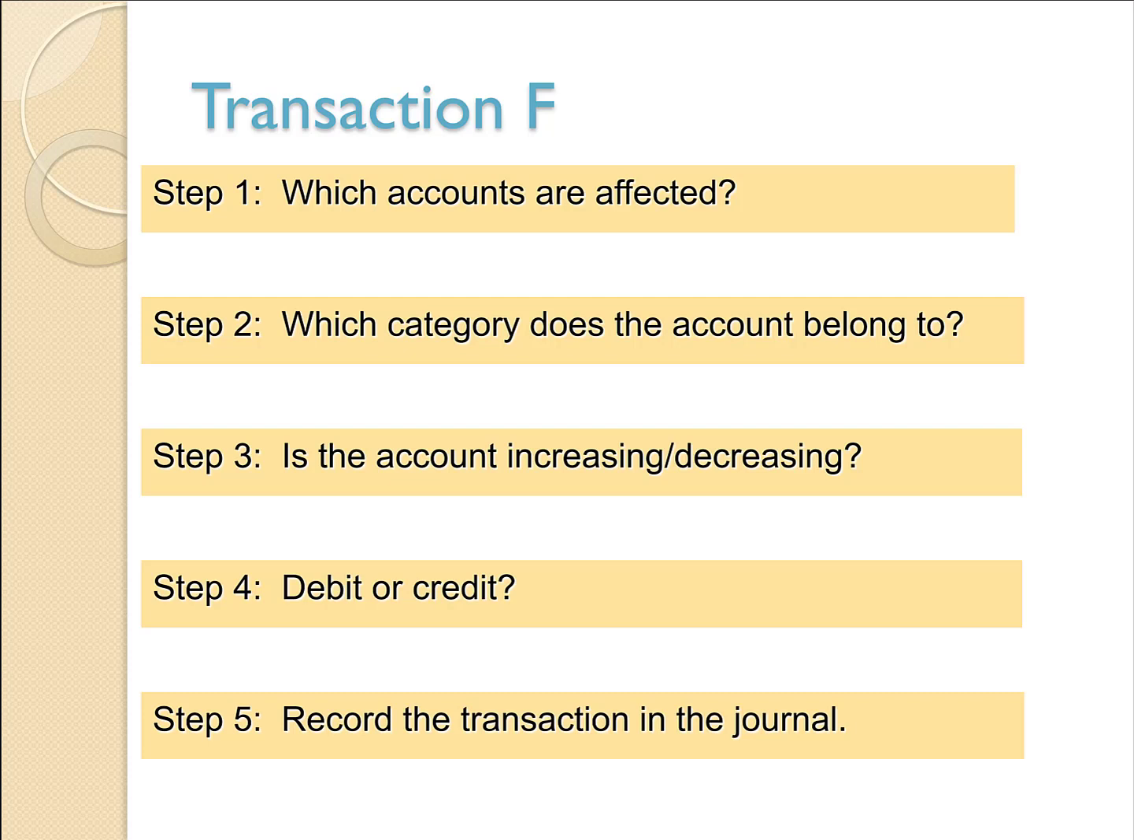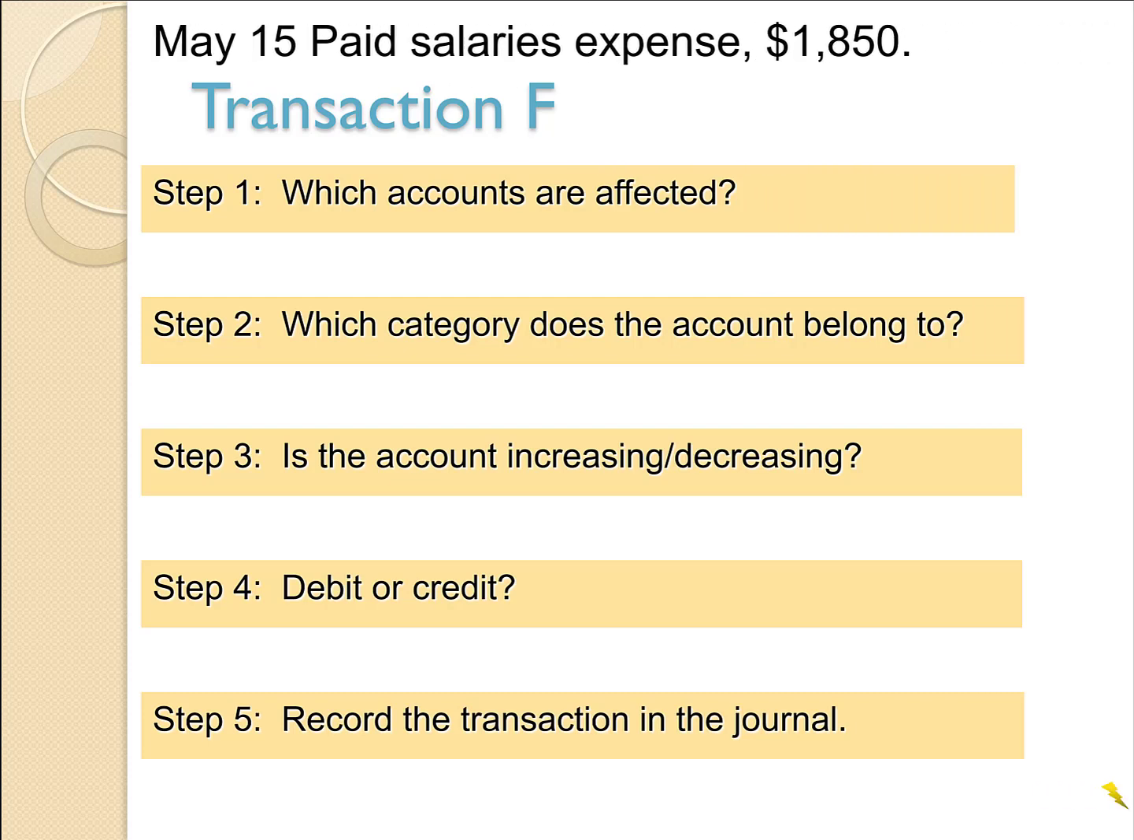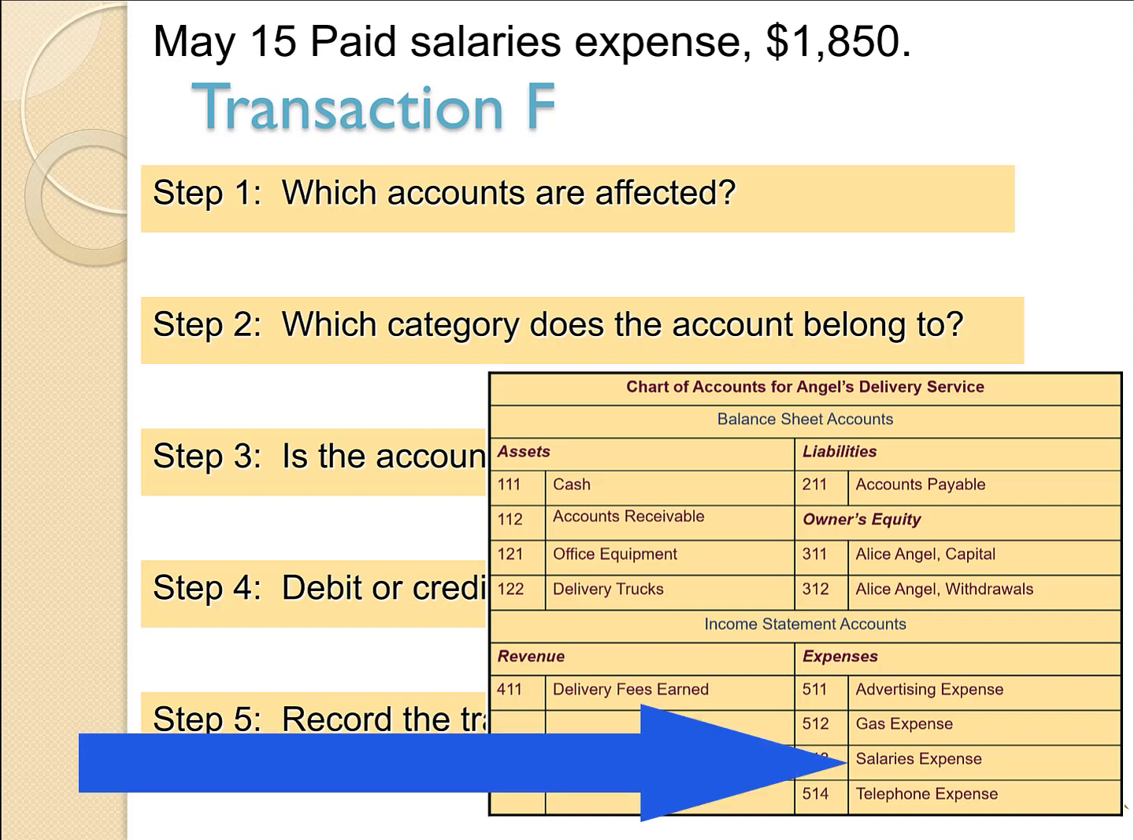Now we're ready for transaction F. On May 15th, the company paid salaries expense, $1,850. So what are the two accounts that are affected? Well, they tell you one of them, salaries expense. In the future, the transaction description would probably say paid salaries, and then it's your job to figure out that it's salaries expense. So we know one of the accounts is salaries expense.